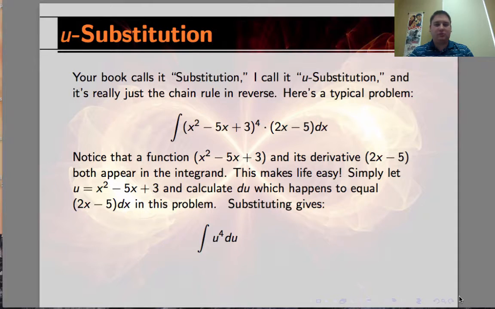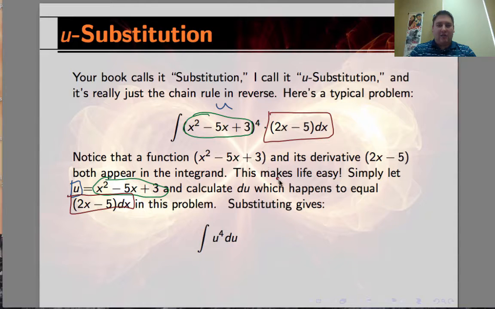Let's continue. You'll notice now that we can substitute things in. So what this means is anywhere that you see an x squared minus 5x plus 3, which appears right here inside of the parentheses, I'm going to replace with u. So that x squared minus 5x plus 3, I'm going to substitute with a u instead. And then this 2x minus 5 dx, which appears right here, I'm going to replace with du. That's what du is equal to, right?